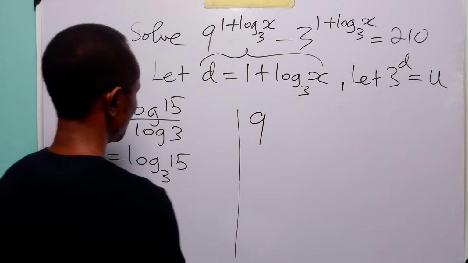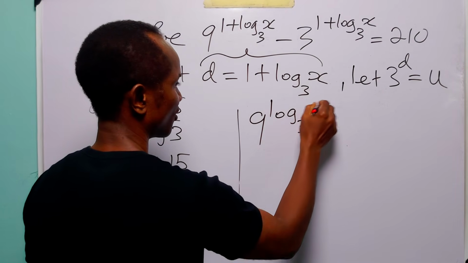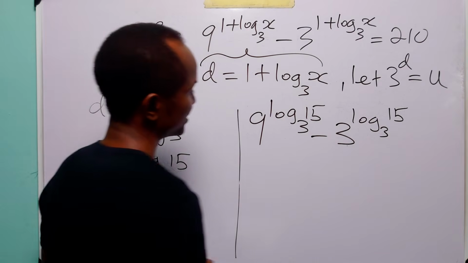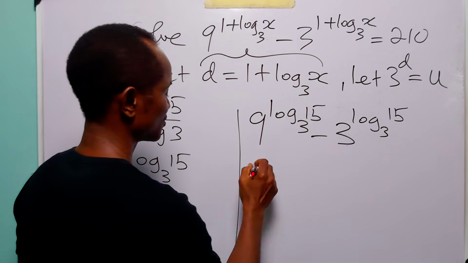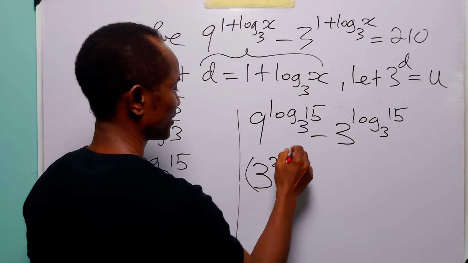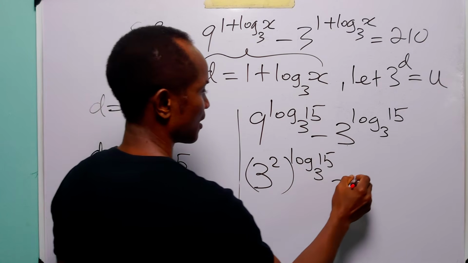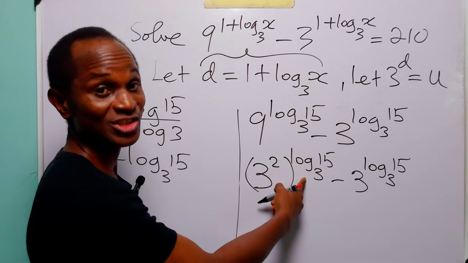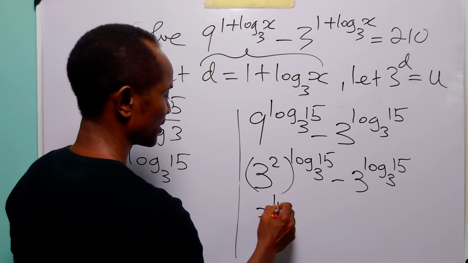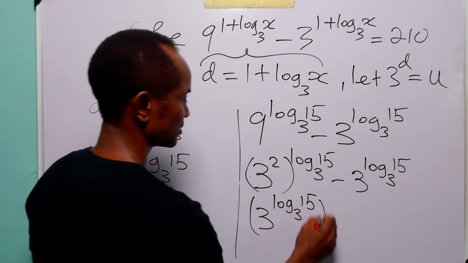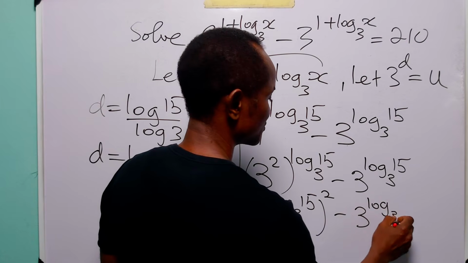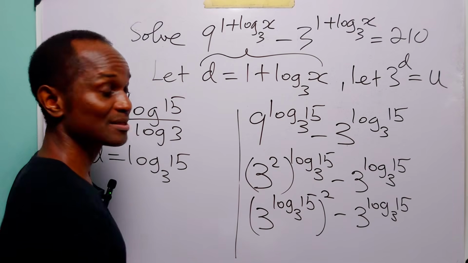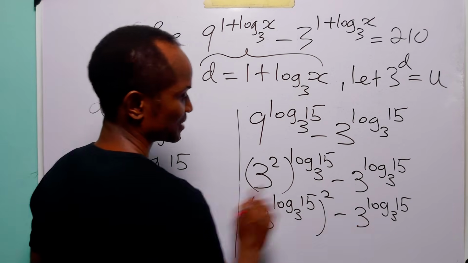you have 9 to the power log to base 3 of 15 minus 3 to the power log to base 3 of 15. Of course, we know that 9 is equal to 3 squared, so we have 3 squared to the power log to base 3 of 15 minus 3 to the power log to base 3 of 15. And of course, you know that we can interchange these two powers. When we do that, we have 3 to the power log to base 3 of 15 squared minus 3 to the power log to base 3 of 15. Now, remember that 3 to the power log to base 3 of 15 is simply equal to 15. Same thing happens here.